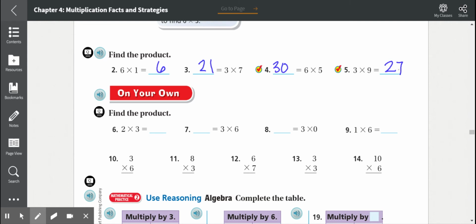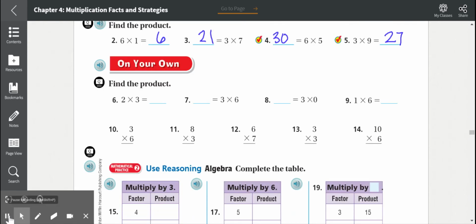All right, what I want you to do now is press pause, do number 6 all the way to 14, and then press play when you are ready to correct your work. Okay, let's go ahead and correct.